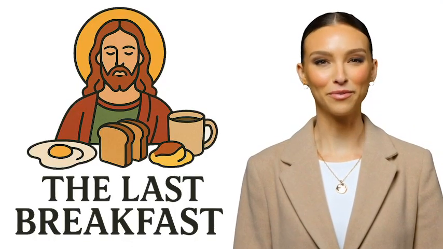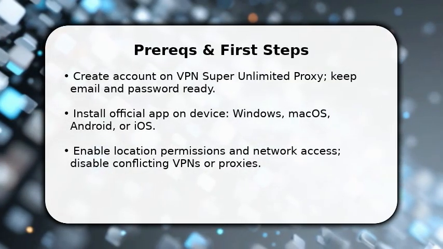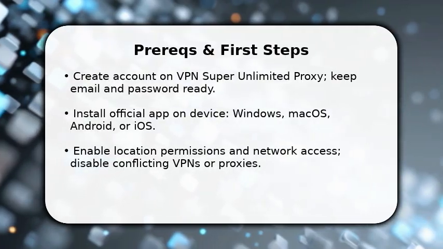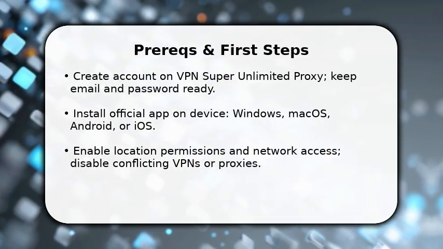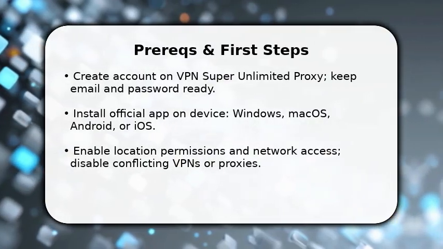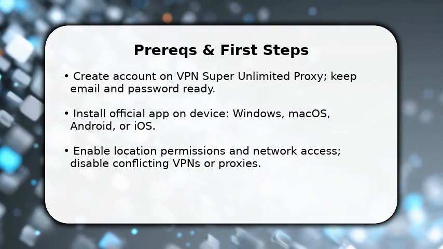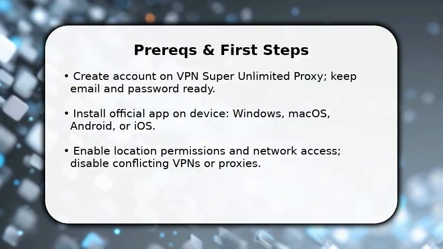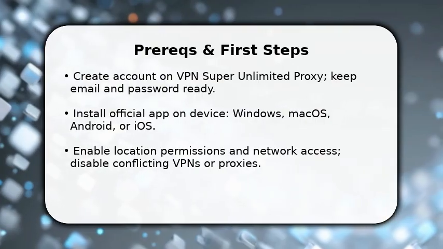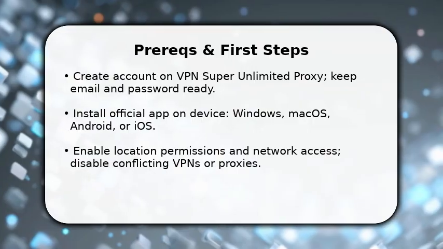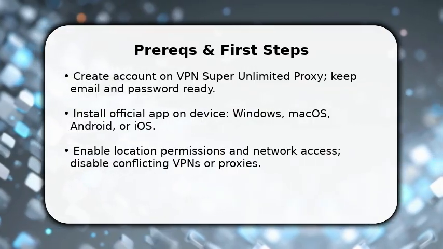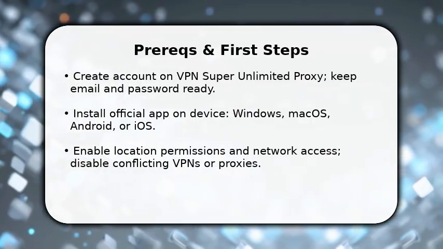Please enjoy the video. You'll start by preparing the essentials. Sign in to VPN Super Unlimited Proxy and install the official app on your device. Once done, grant location and network permissions so the app can create a secure tunnel. Make sure to turn off any other VPNs or system proxies to avoid conflicts, because two tunnels break routing. If you have options for account type, choose the plan that matches your speed needs.